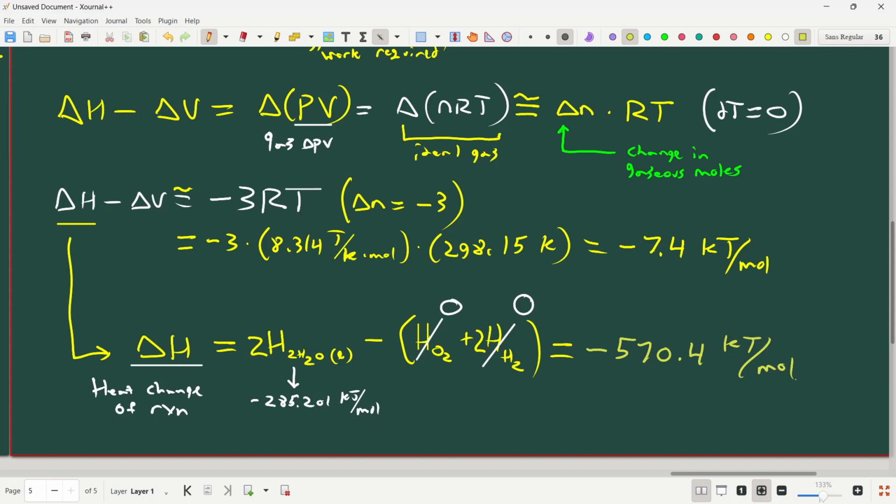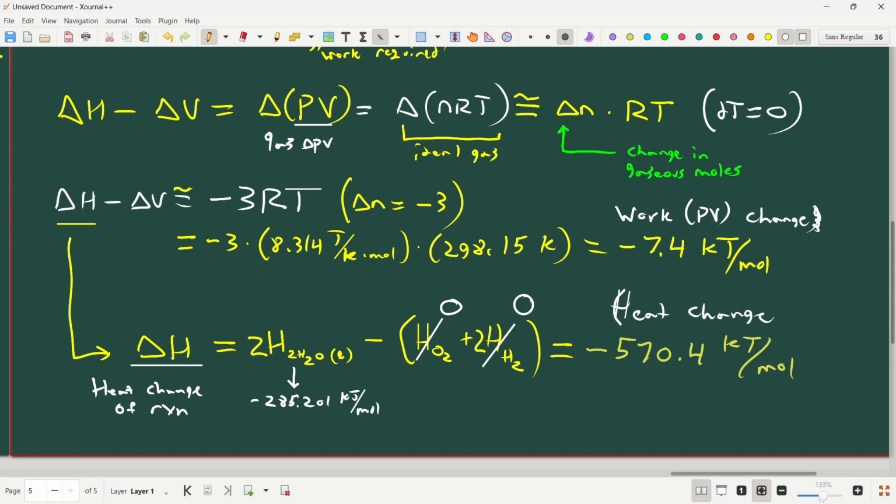Okay, so as you can see, this is the heat change of the reaction, and this is the work change of the reaction. So the system, in order to condense, this is the work, PV change in this reaction, and this is the heat change, sorry, of the reaction.